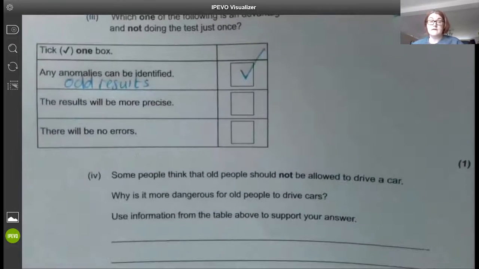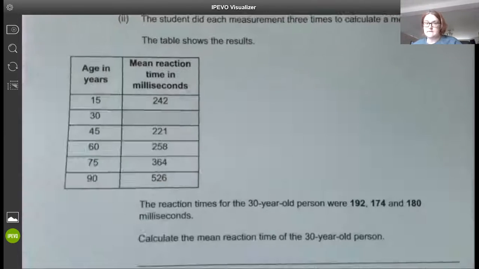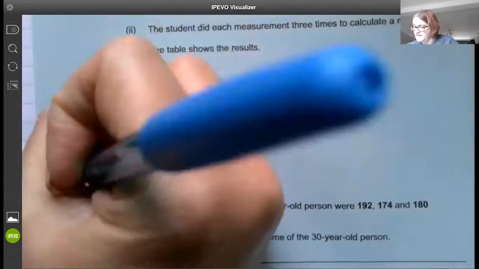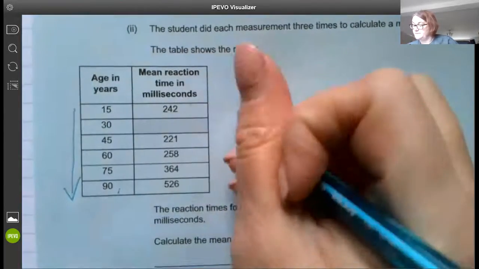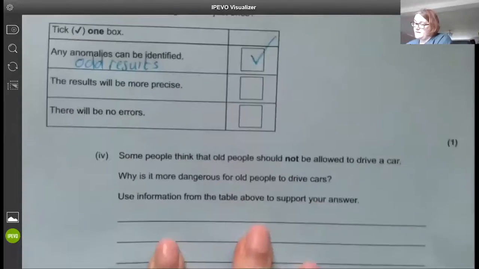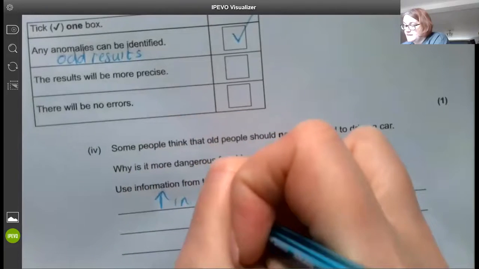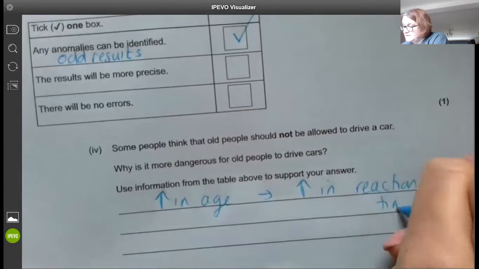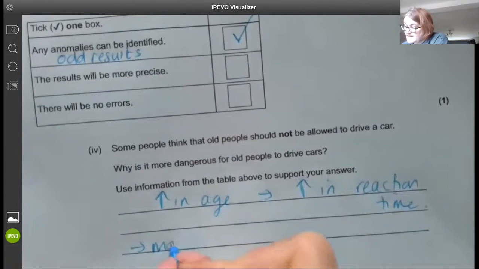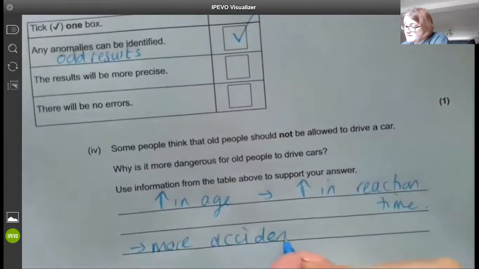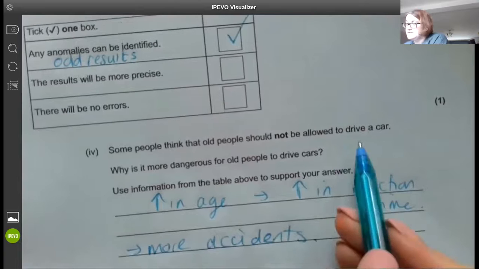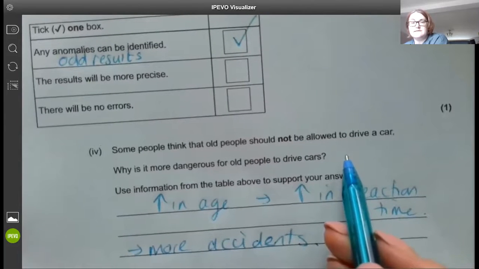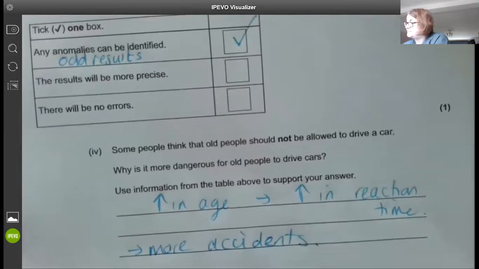Now, the last question, some people think that old people should not be allowed to drive a car. Why not? Well, let's have a look. As you get older, so age, what happens to your reaction time? Oh, reaction time most definitely increases. So we could say, and I'm just doing this really quickly, increase in age leads to an increase in reaction time. Now that could mean that we're going to get more accidents, because it could take the old person, if they're driving a car, it might take them longer to put their foot onto the brake pedal if they see a reason in front of them that they should stop.